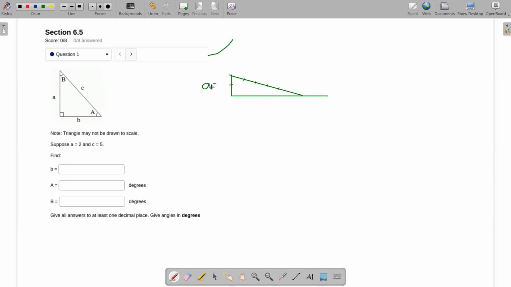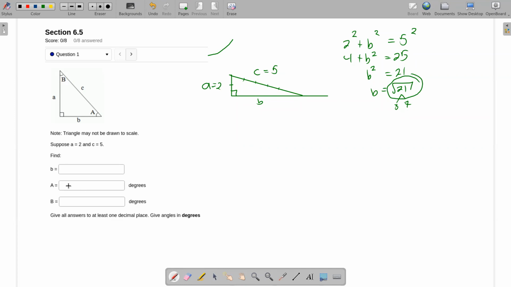So here's my A equals 2. Here's my right angle. Here's my C equals 5. I need to figure out the length of B here. So we can just use the Pythagorean theorem to figure that out. 2 squared plus B squared equals 5 squared. And so that gives me 4 plus B squared is 25. Subtracting that 4, I get B squared is 21. So B is the square root of 21, technically plus or minus, but I just want a length, so we're going to call it positive. 21 factors as 3 times 7, so that root doesn't reduce, so that would be my exact answer here.